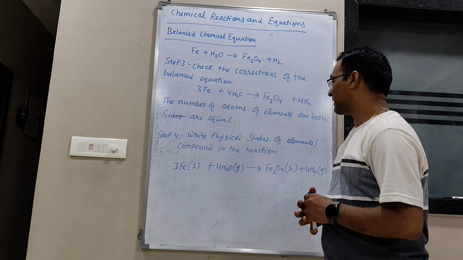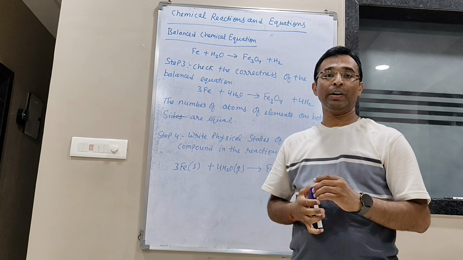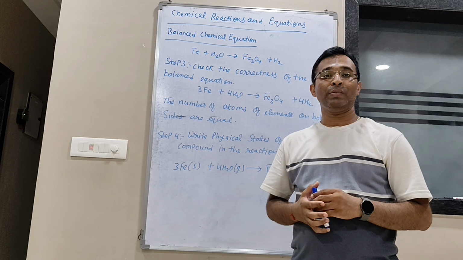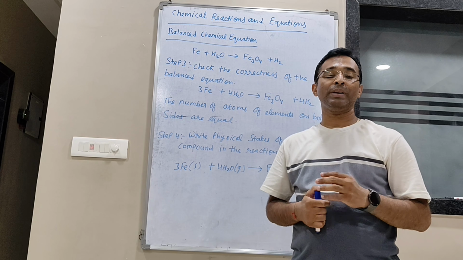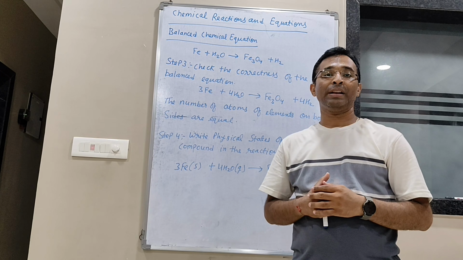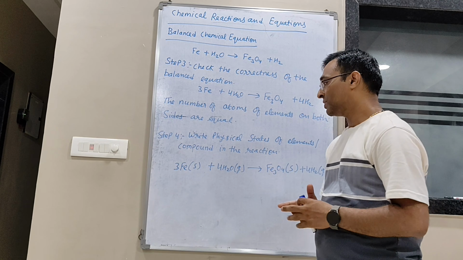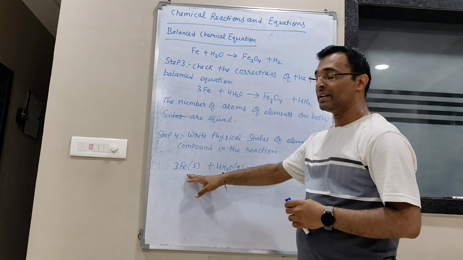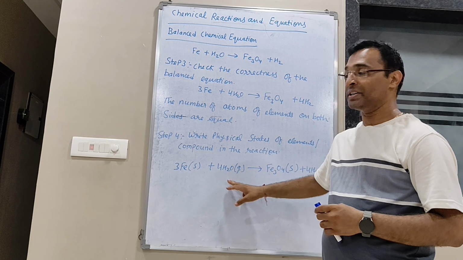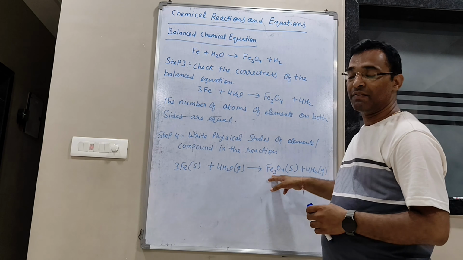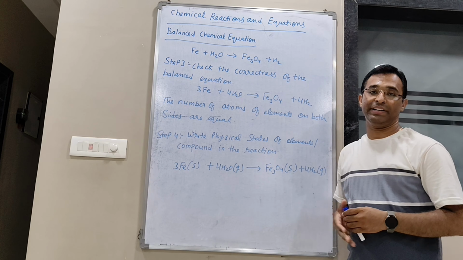Next step, write the physical states of elements and compounds in the reaction. Now this is a very important step in a chemical equation. In a chemical equation, the states must be written, otherwise we would not be able to tell in which state the element or compound is present in the reaction. So for this reaction, iron is taken in the solid state, H2O water is taken in the gaseous state, and the compound which is formed, Fe3O4, is present in the solid state, and hydrogen gas is liberated.